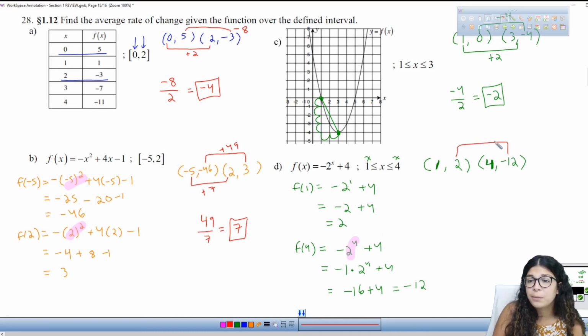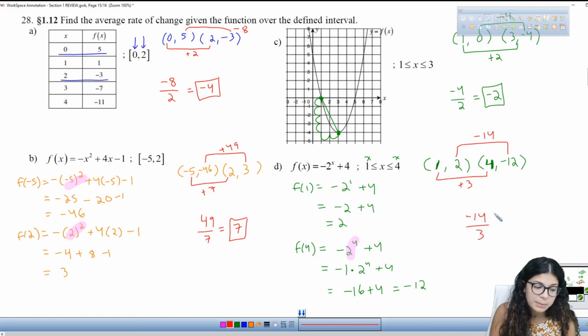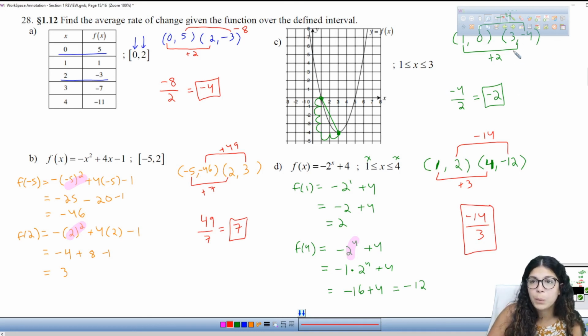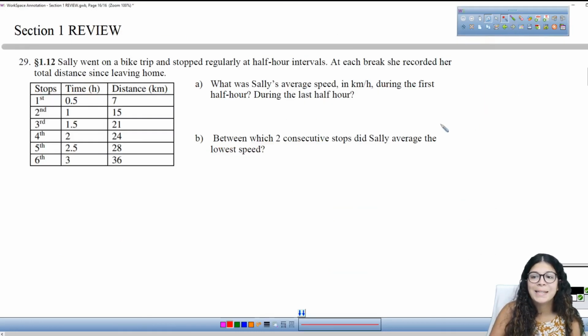Change from 2 to negative 12 is negative 14. 1 to 4 is positive 3. Negative 14 over 3, can't simplify, so that is the average rate, negative 14 over 3. Okay. All right, and last question.